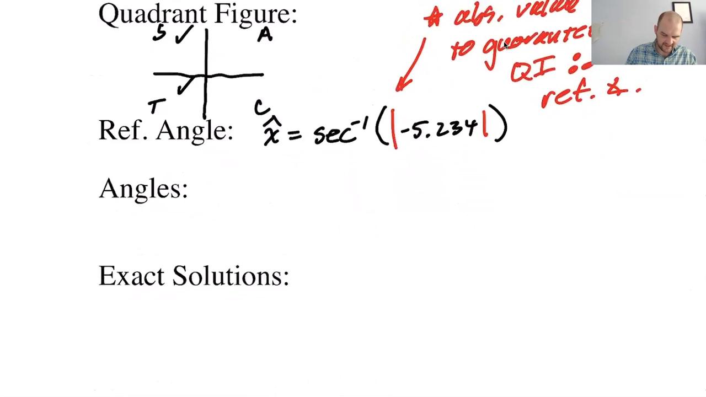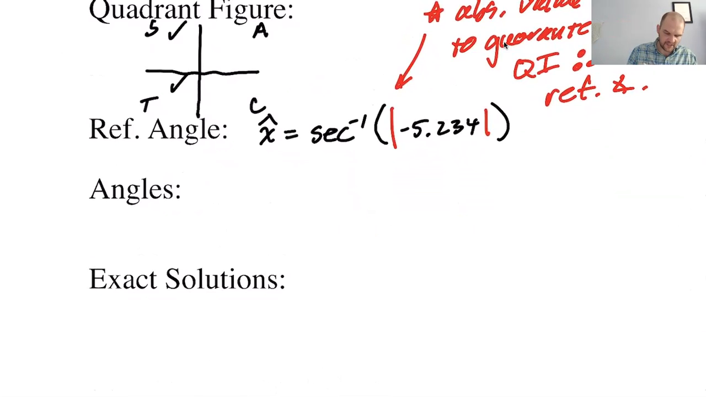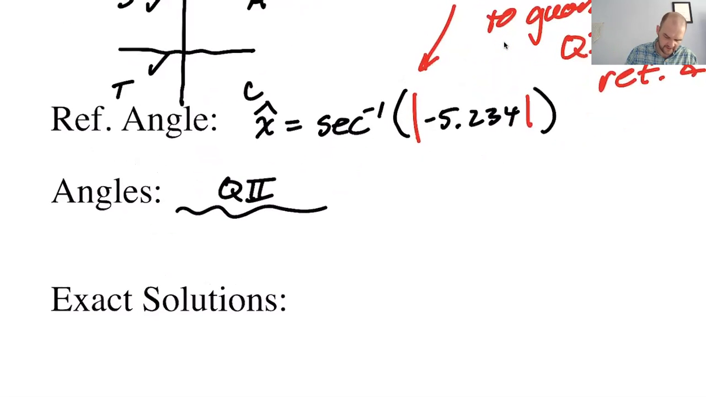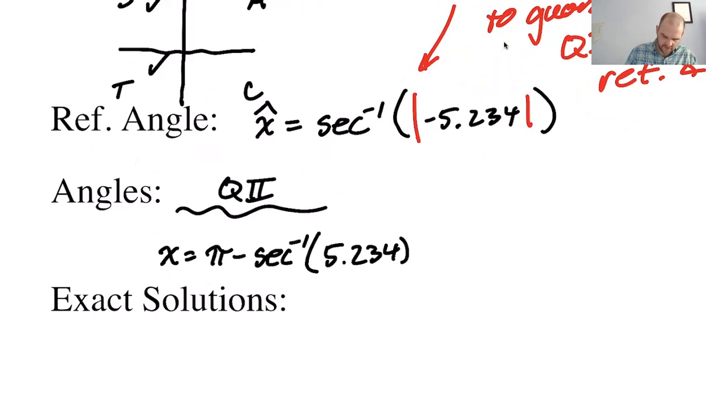So now what would my angles look like? Well, there's a quadrant 2 and a quadrant 3. So I'm just going to divide them up here. In quadrant 2, I know that I want to do pi minus the reference angle to get the actual angle. Everything that we've done has come together here. So x is equal to pi minus the reference angle, which is the inverse secant of 5.234. That's in quadrant 2.